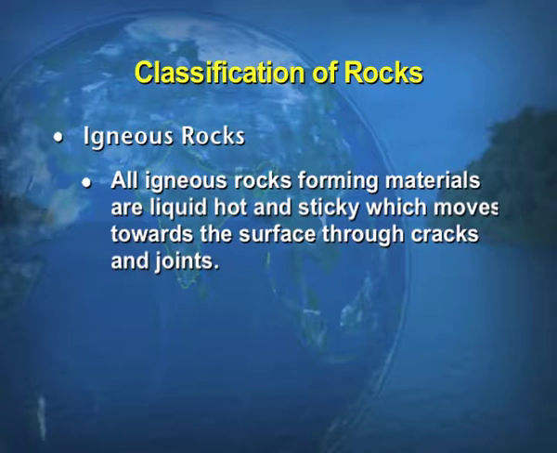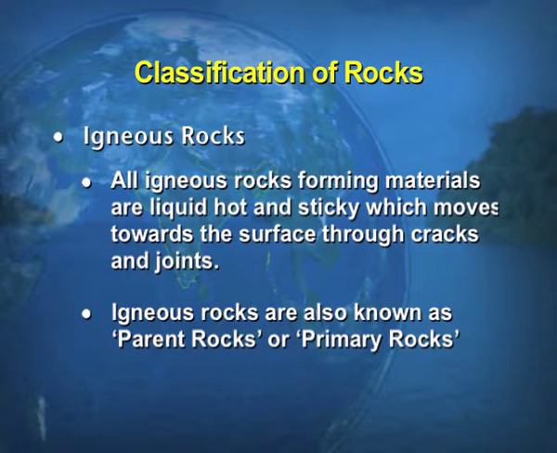Number 2, igneous rocks are also known as the parent rocks or the primary rocks. As the name says, they are the parent rocks. So, that means they are the basis of the other two types of rocks, that is, the sedimentary rocks and metamorphic rocks. Igneous rocks are formed through the solidification of the magma.